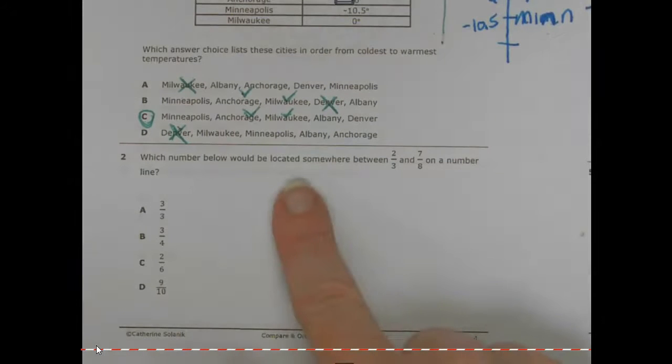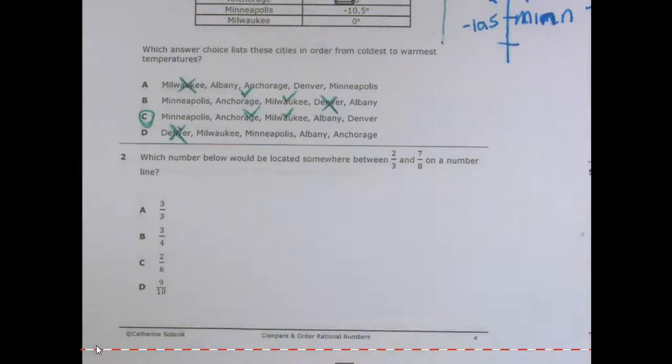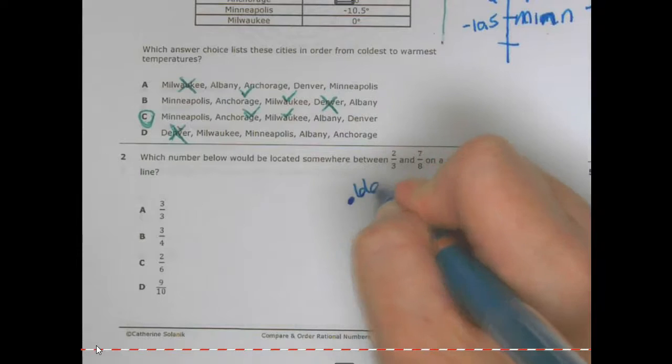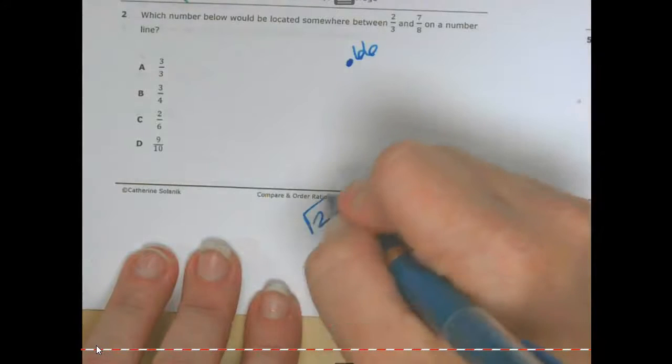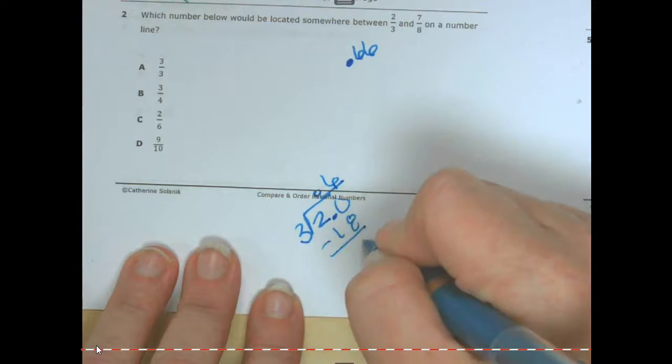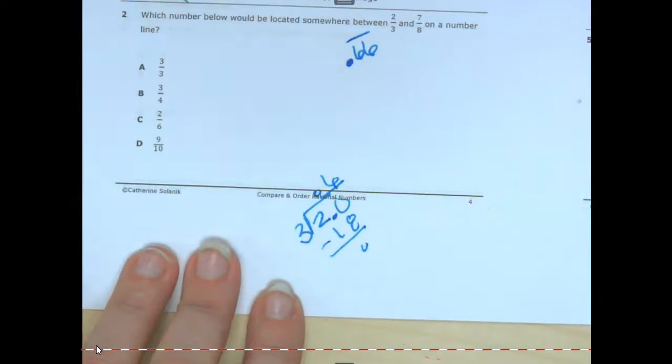Which number below will be located somewhere between 2/3 and 7/8? 2/3 I know is 0.66. You can do 2 divided by 3. And this is going to keep going. So this is with a line over it.